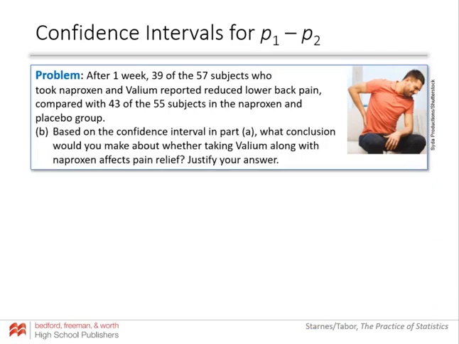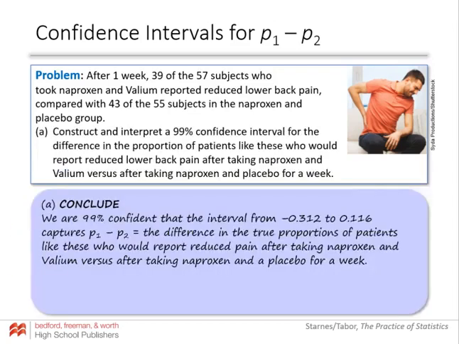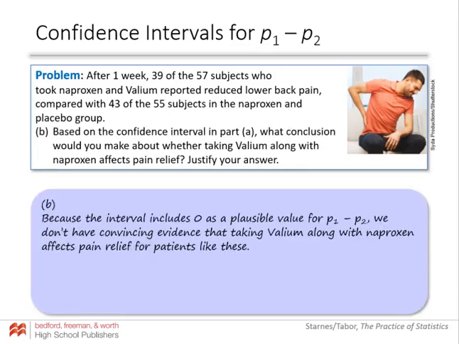Okay. All right, then the second question, based on the confidence interval in part A, what conclusion would you make? All right, so the interval includes 0, right? It goes from negative 0.3 to 0.11. Okay, so that means that we don't really have convincing evidence that taking Valium affects pain relief, all right? Because if 0 is in our interval, that means there's a possibility that there is no difference between Valium and the placebo, so we cannot conclude that it affects pain relief. Okay, and that's it for 10.1 part A.